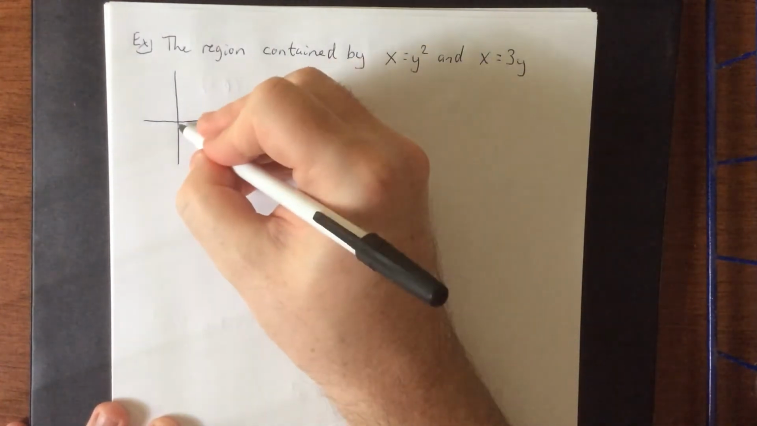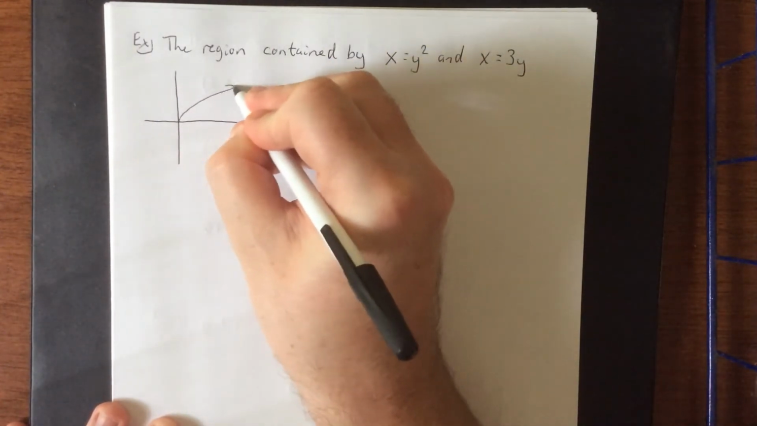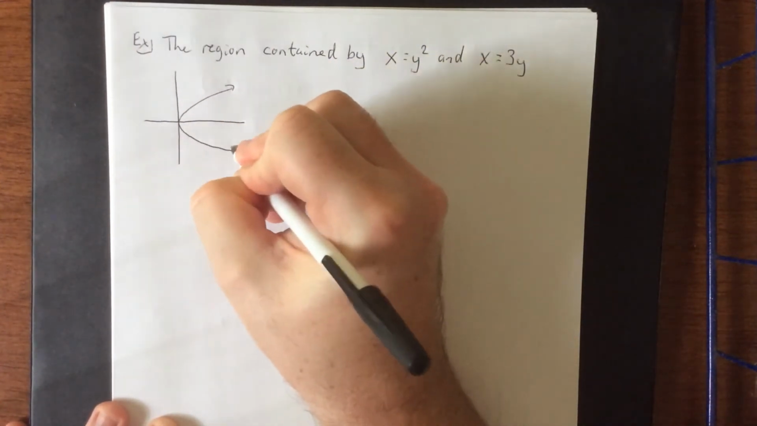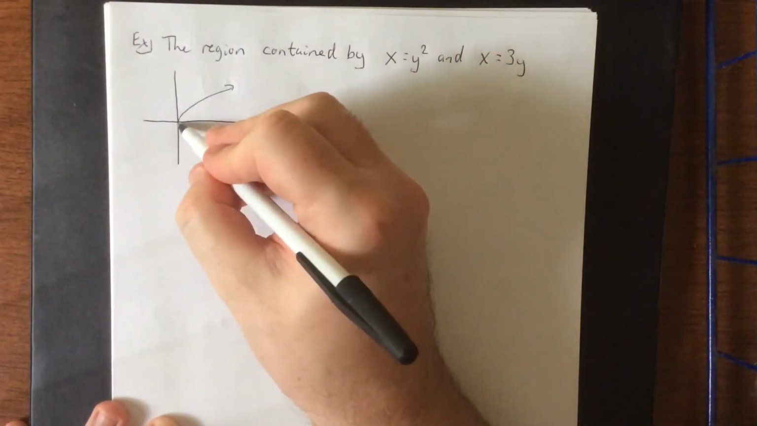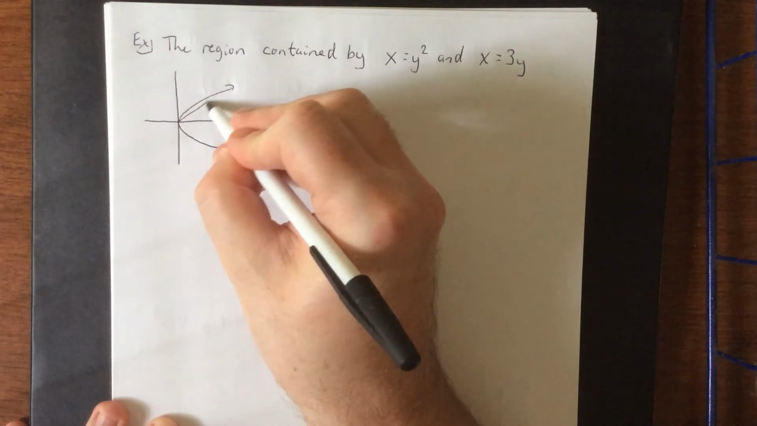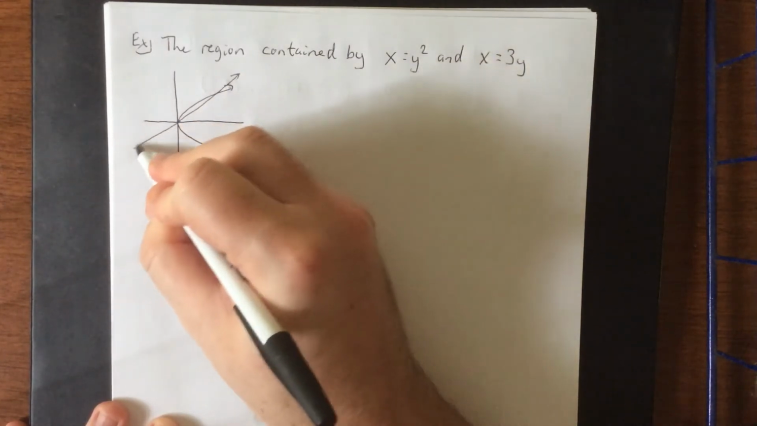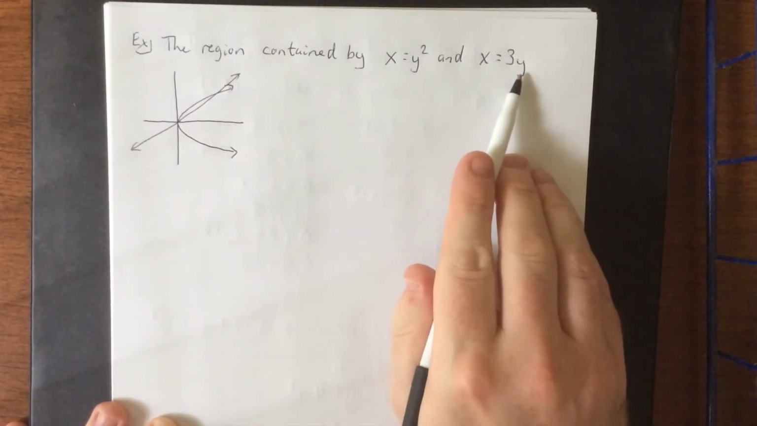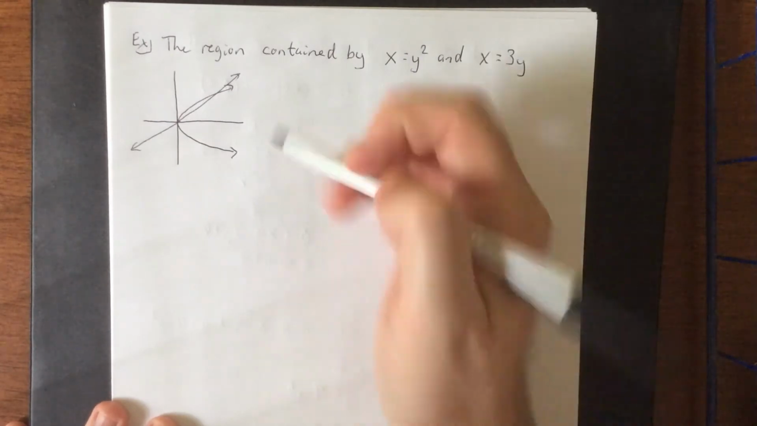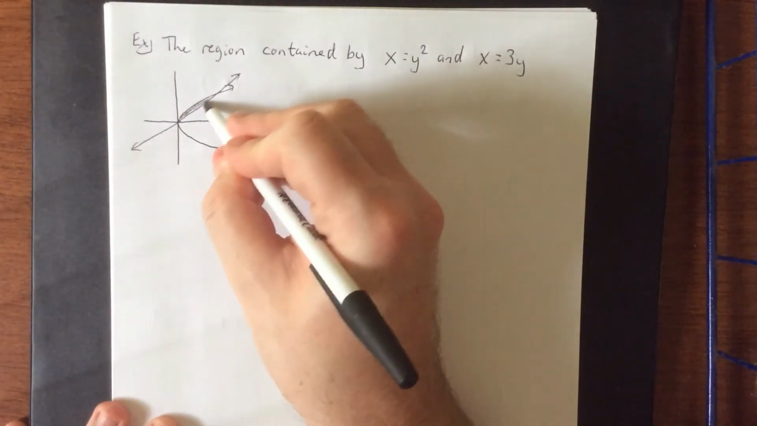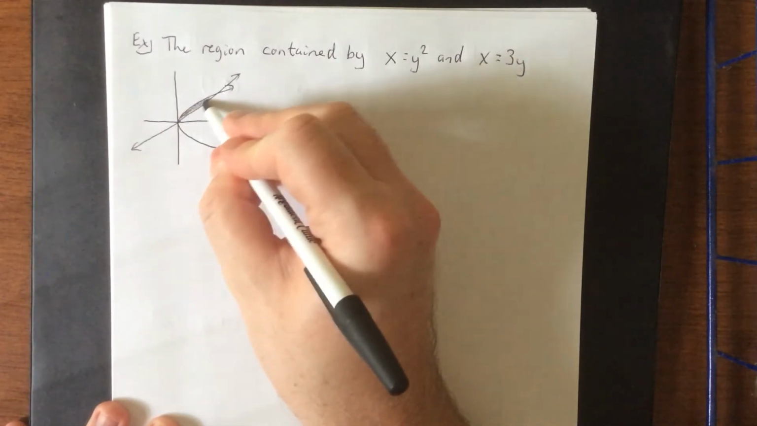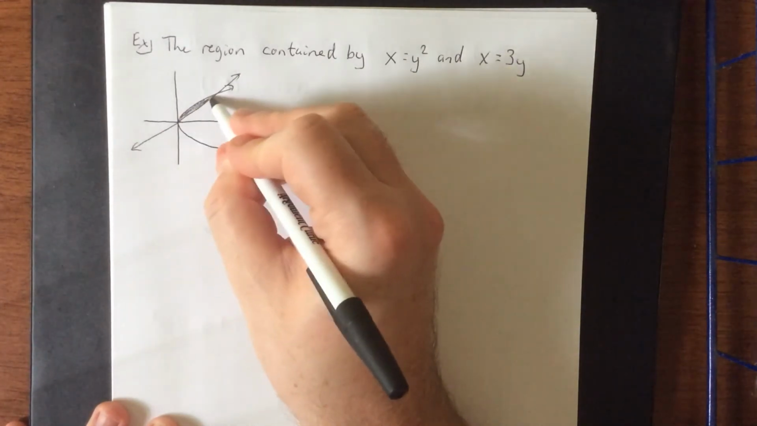X equals y squared will be the standard parabola, vertex at the origin opening to the right. X equals 3y is going to be a line like so. If we were to solve this for y, we would get a slope of 1/3, so not a whole lot of rise to the run. So here's our little sliver of a region that we see right here.